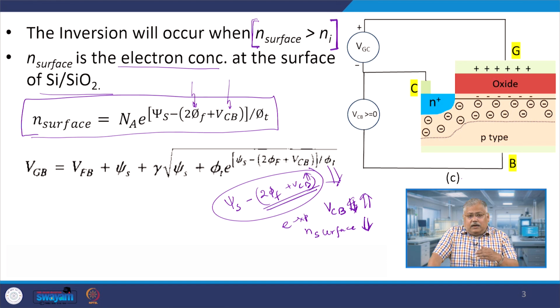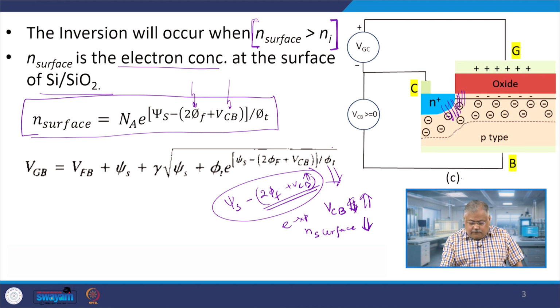Now, let me frame a question for you, think about it. If VCB would have been negative, then what would have been the case? The case would have been that you are actually forward biasing this n plus p layer, and when you are forward biasing, there will be no depletion region. When there is no depletion region, it will not eat away into the inversion layer here. You got the point? And that is the problem.